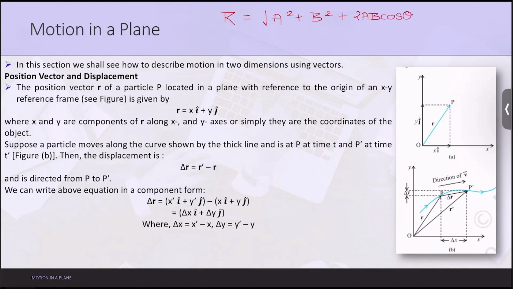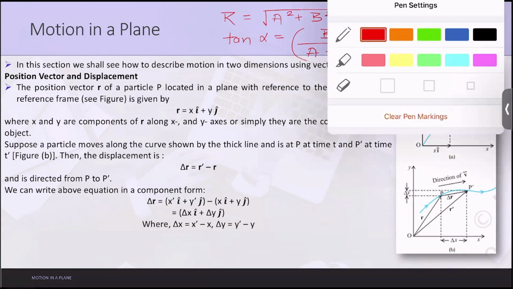Okay, and similarly for direction also, we can use the expression that is tan alpha is nothing but equal to B sin theta upon A plus B cos theta. Okay, so that is how we can understand. Fine. That being said, let us understand the phenomenon. Let us understand the complete concept which is written.